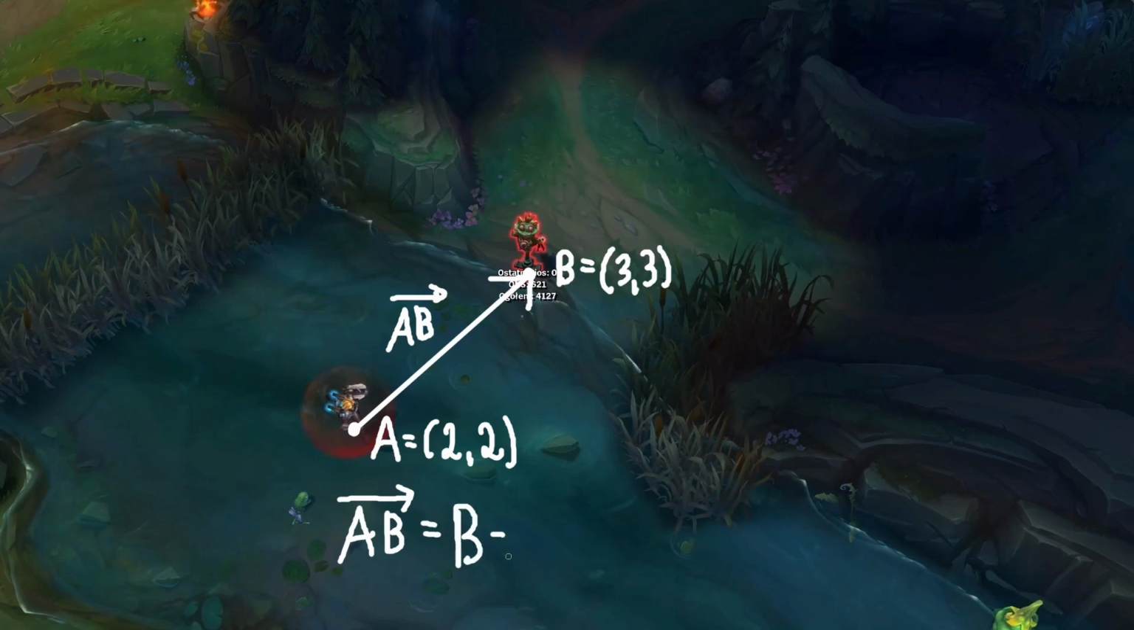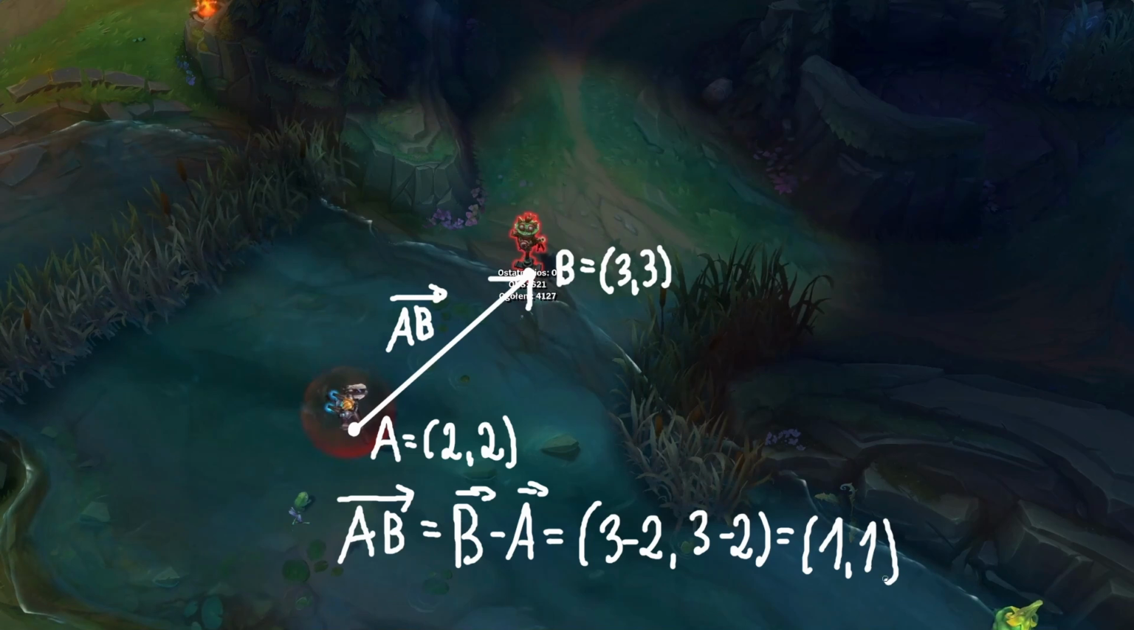We can create an AB vector by subtracting the coordinates of the points, so we will know the vector that specifies the direction of our projectile. In this case, our vector AB is equal to 1, 1.